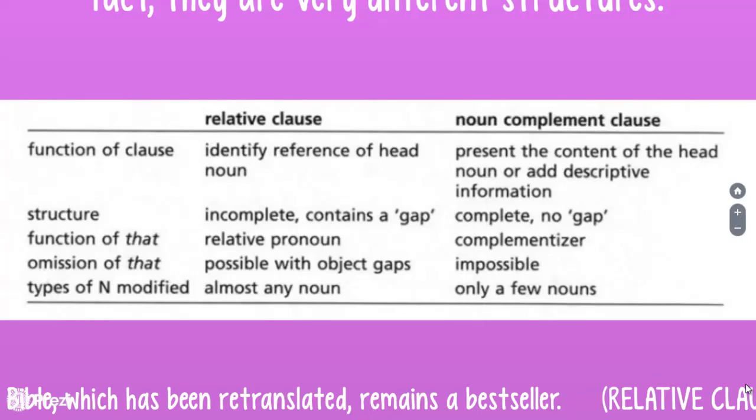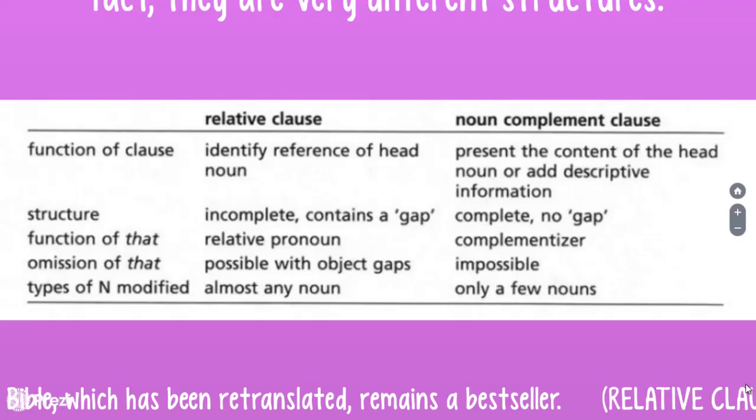In relative clauses, the subordinator is called relativizer, and they contain relative pronouns, relative adverbs, or zero relativizer. And in noun complement clauses, the relativizer is called complementizer. In relative clauses, the relativizer can be omitted if the gap is not placed in subject position, while in noun complement clauses, it's impossible to remove the complementizer. Finally, relative clauses can modify almost any noun, while noun complement clauses are used with fewer nouns. We're going to see some examples of this later.